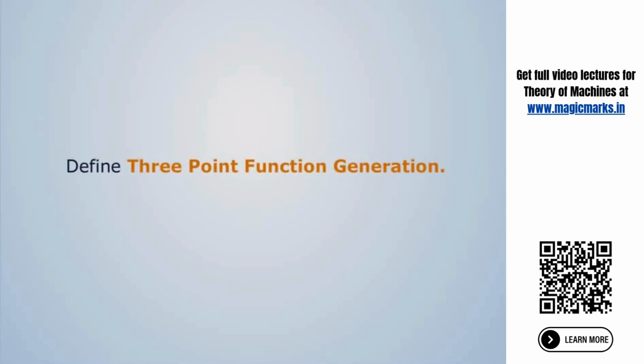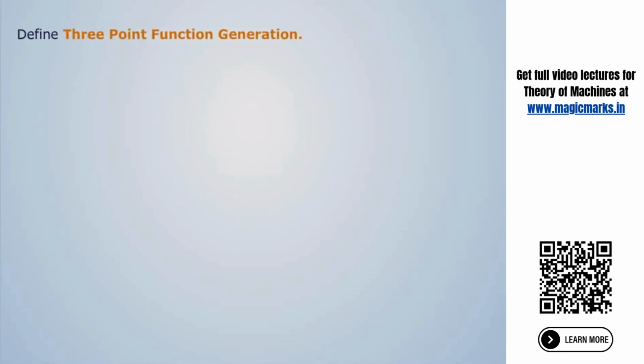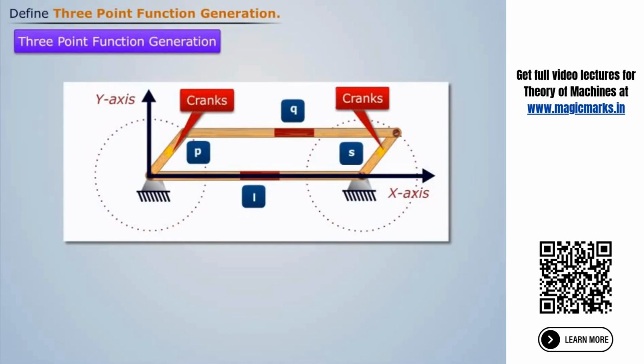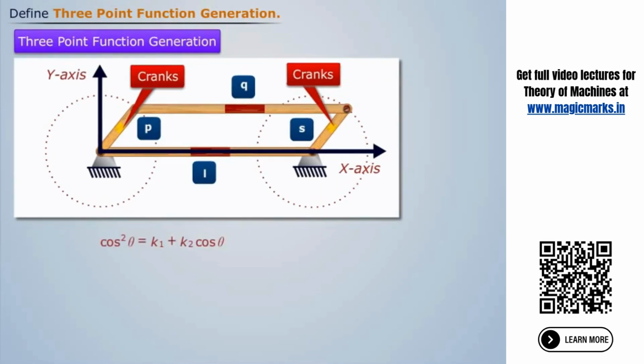Define three-point function generation. We know that Freudenstein's equation is an expression that defines the displacement of a mechanism, which can be expressed as, where.